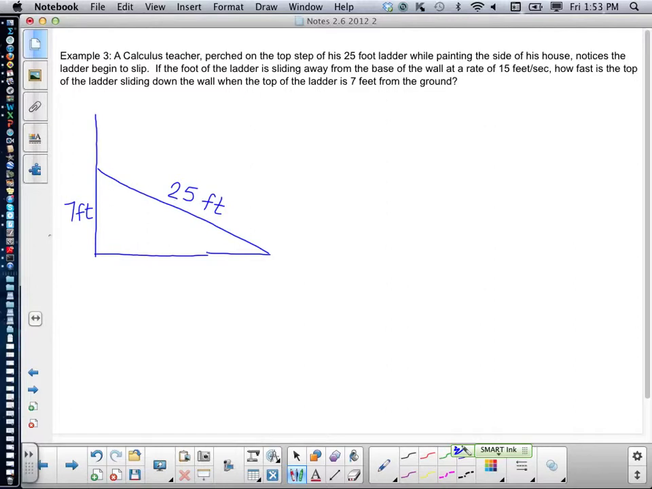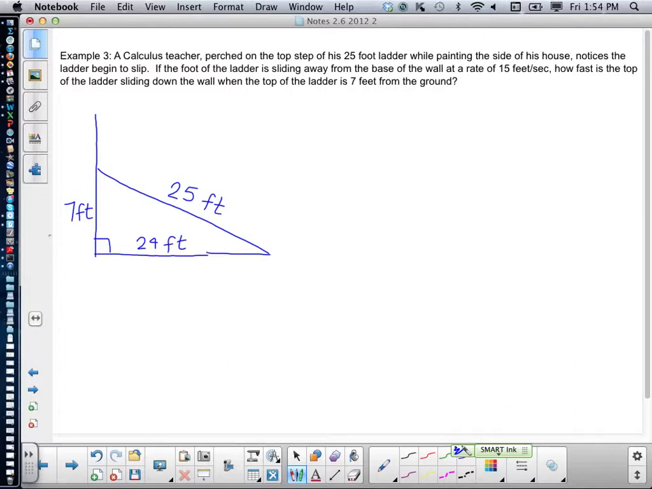Do you guys know a Pythagorean triple that works here? 24, yep. So this is 24 feet. There's our little Pythagorean triple. Okay, so that's handy. We may need that. Anything else about the diagram? I think that's pretty much it.